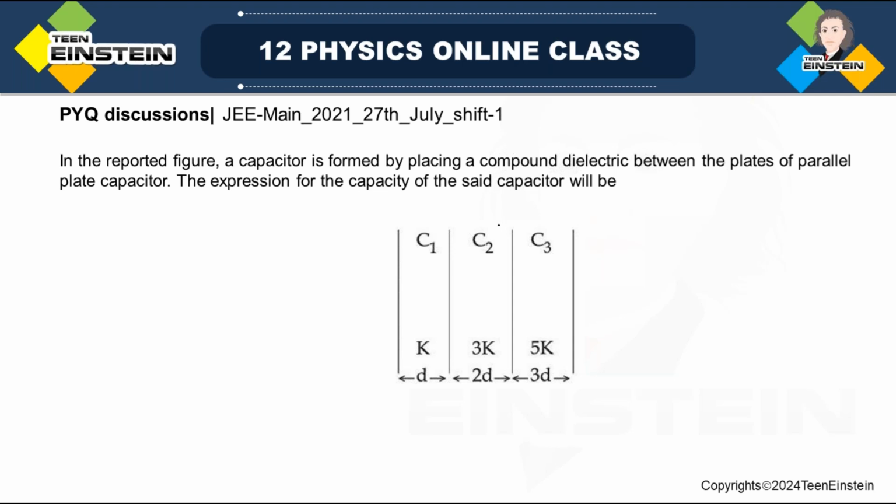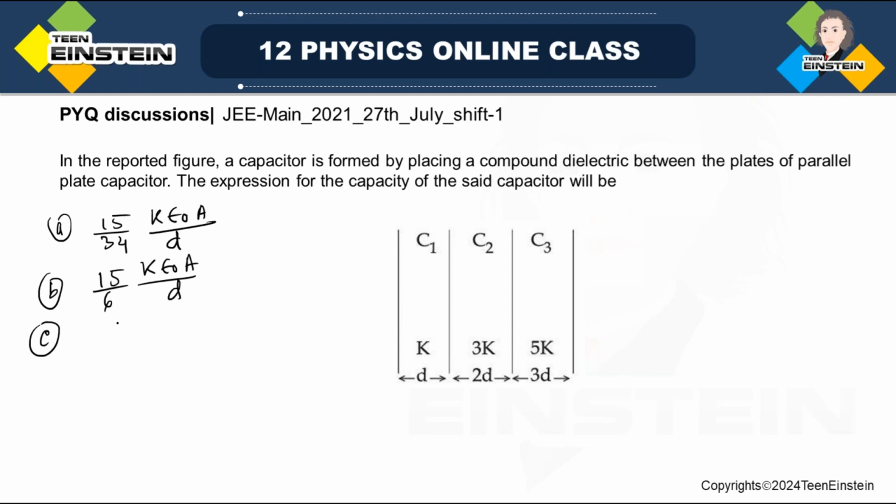So expressions are given. See, first option, that is 15 by 34 into K epsilon naught A by D. Second option, 15 by 6 K epsilon naught A by D. Option C, 25 by 6 K epsilon naught A by D. And option D, it is 9 by 6 K epsilon naught A by D. So these are the options. You have to find out the correct one.